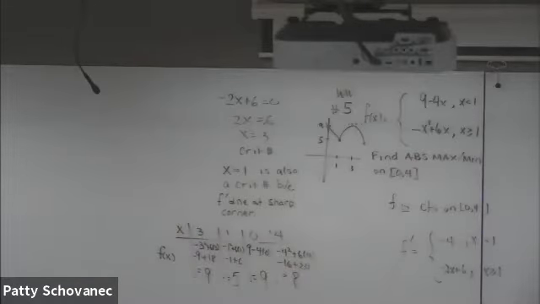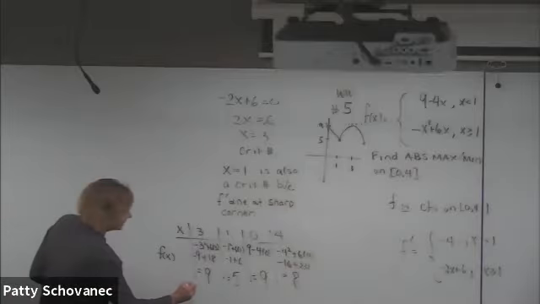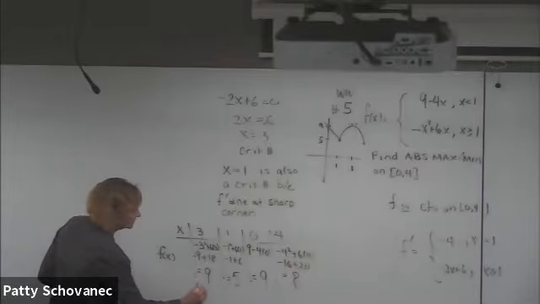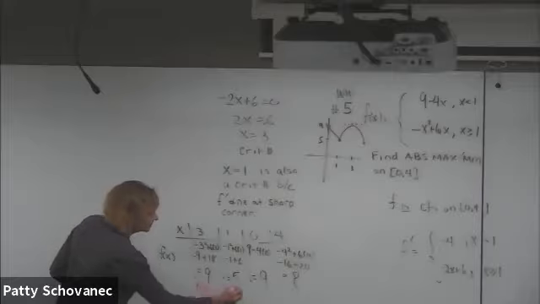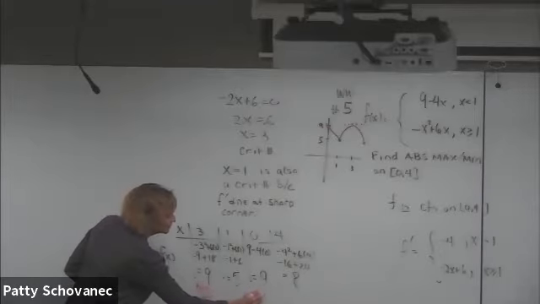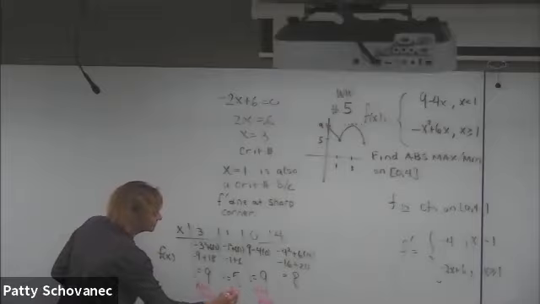So in that list, 9 is the biggest number, 5 is the smallest. These two give us the absolute max, and this one is the absolute min.